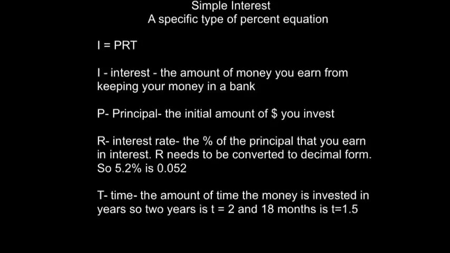The interest rate is the percentage of the principal that you earn. And the time is the amount of time that you put your money in the bank for, and it's in years. So if you do 18 months, your time in the equation would be 1.5 years. Rate, if it's 5.2%, is going to go into the equation as 0.052 because you're going to convert your percent into a decimal.